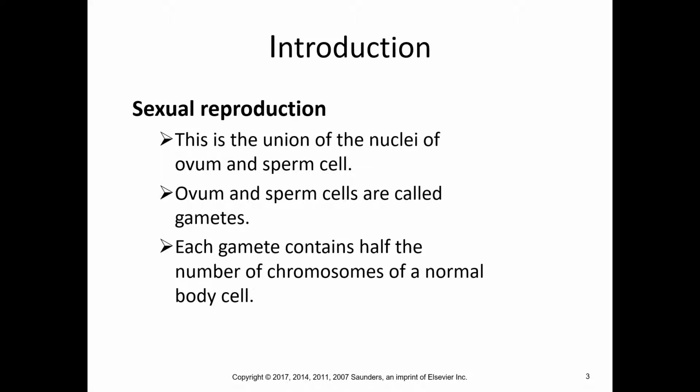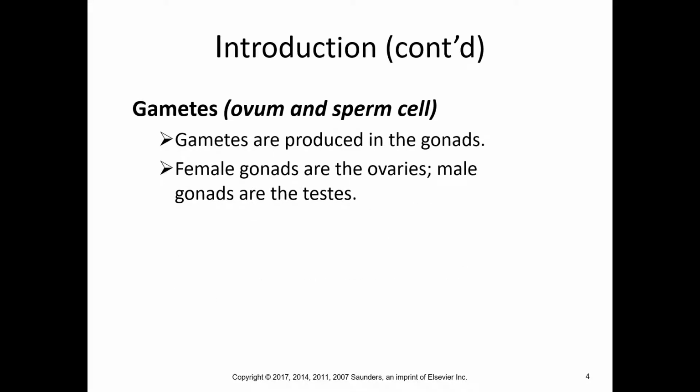Ovum and sperm cells collectively can just be called gametes. So we can say that gametes are created by the gonads. And as I stated, each gamete contains half the number of chromosomes of a normal body cell, so that when they combine with the other gamete, they can make one complete body cell. Gametes are produced in the gonads.